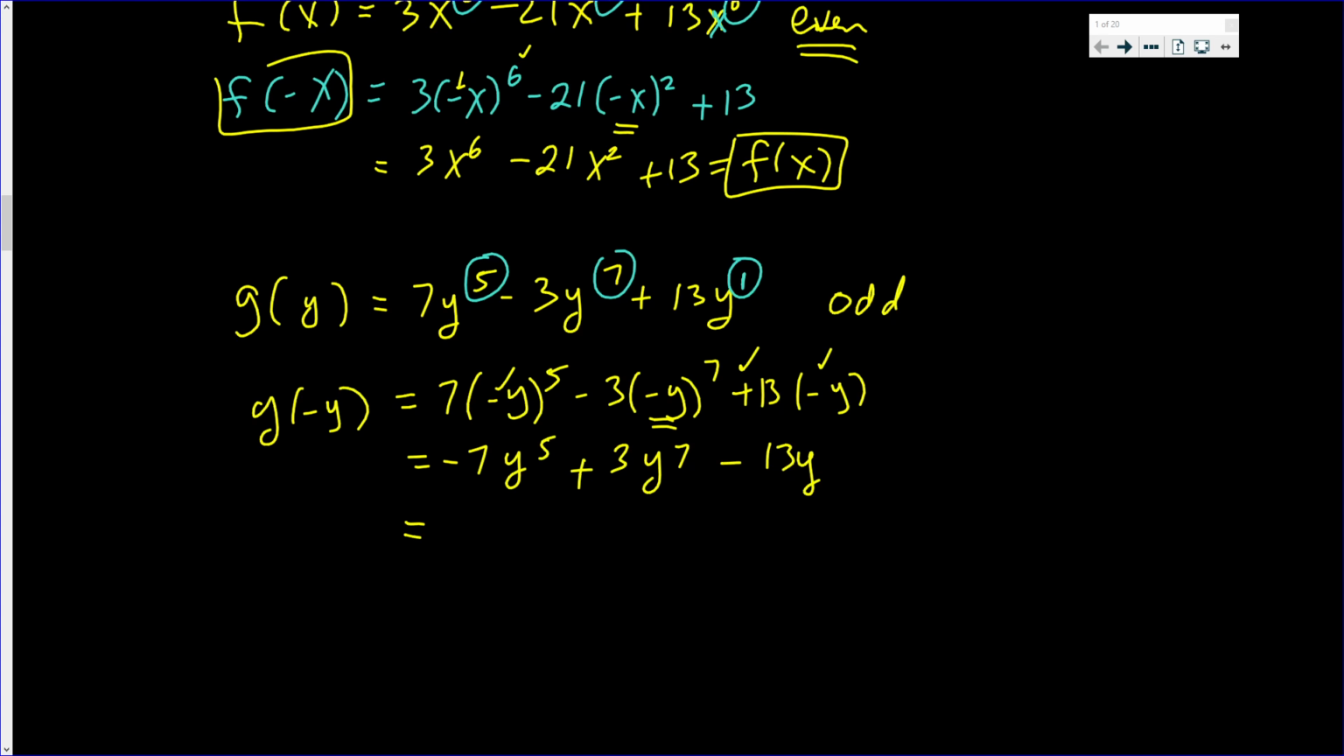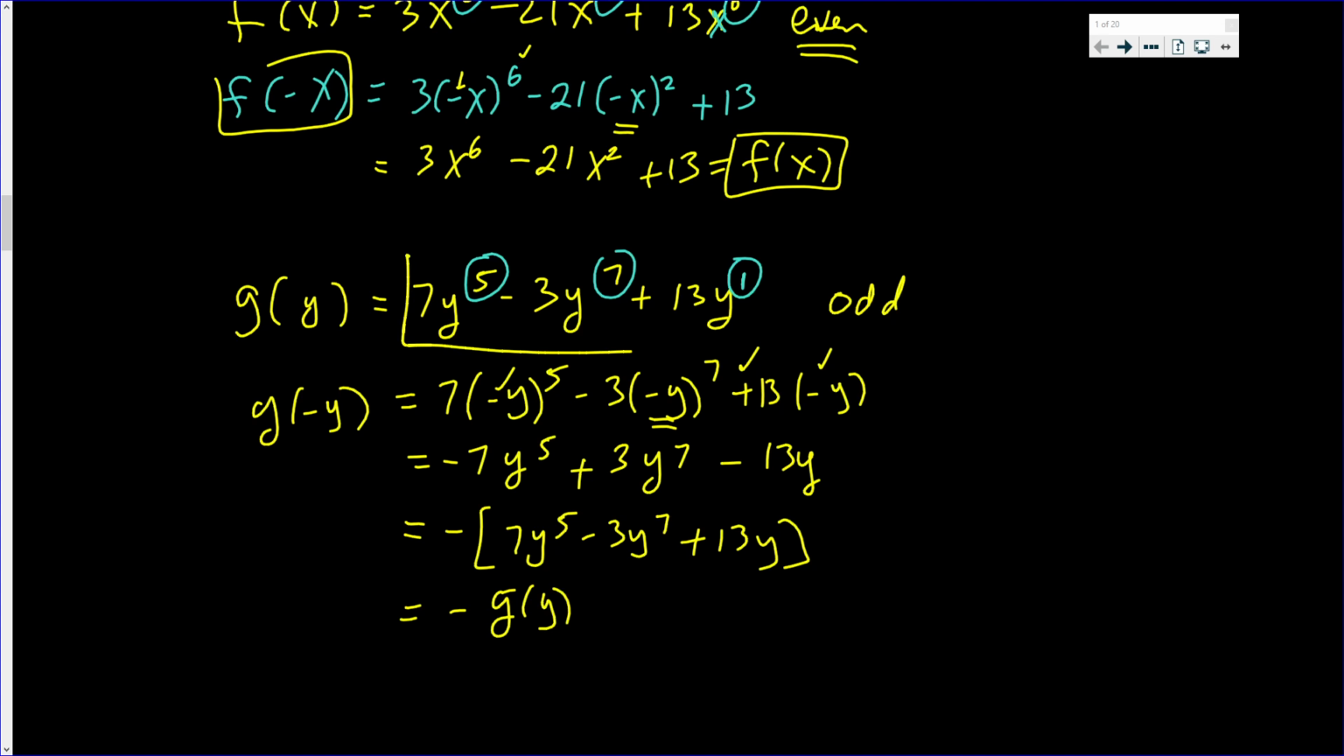Well, what I have here, if I factor out a negative sign, is negative, and what's in the bracket is g of y. It's exactly g of y. And if g of negative y equals negative g of y, then g is an odd function.